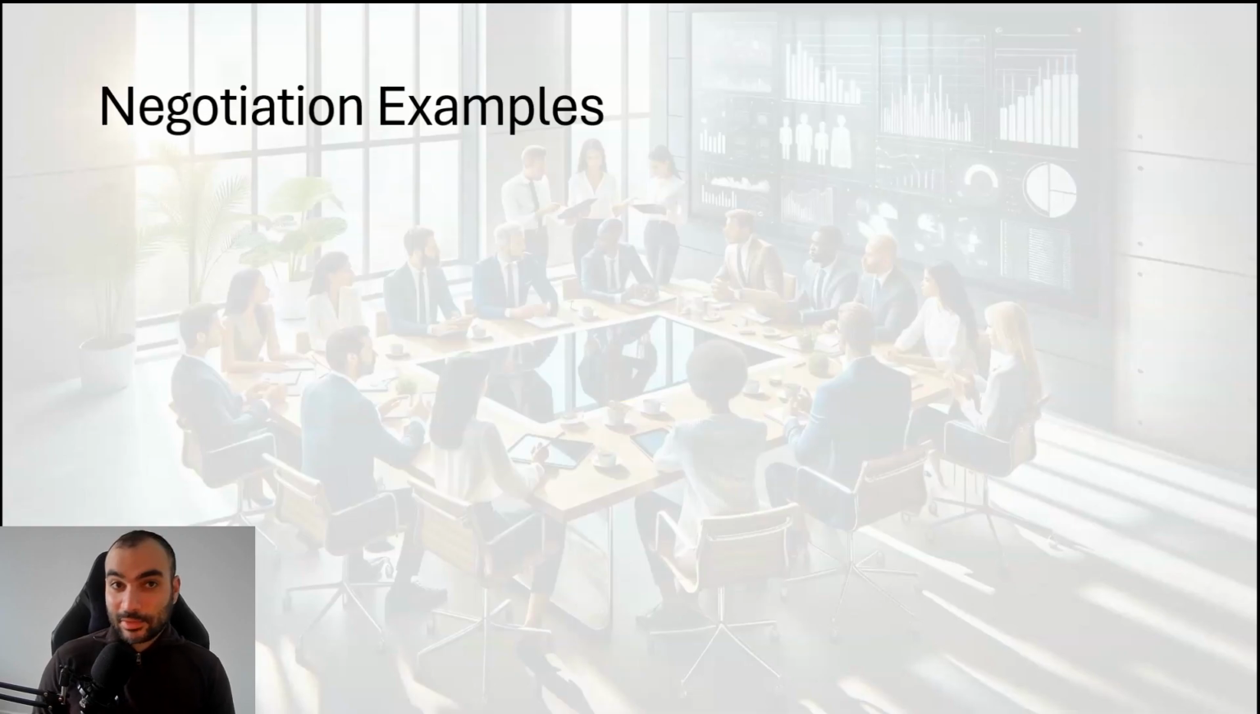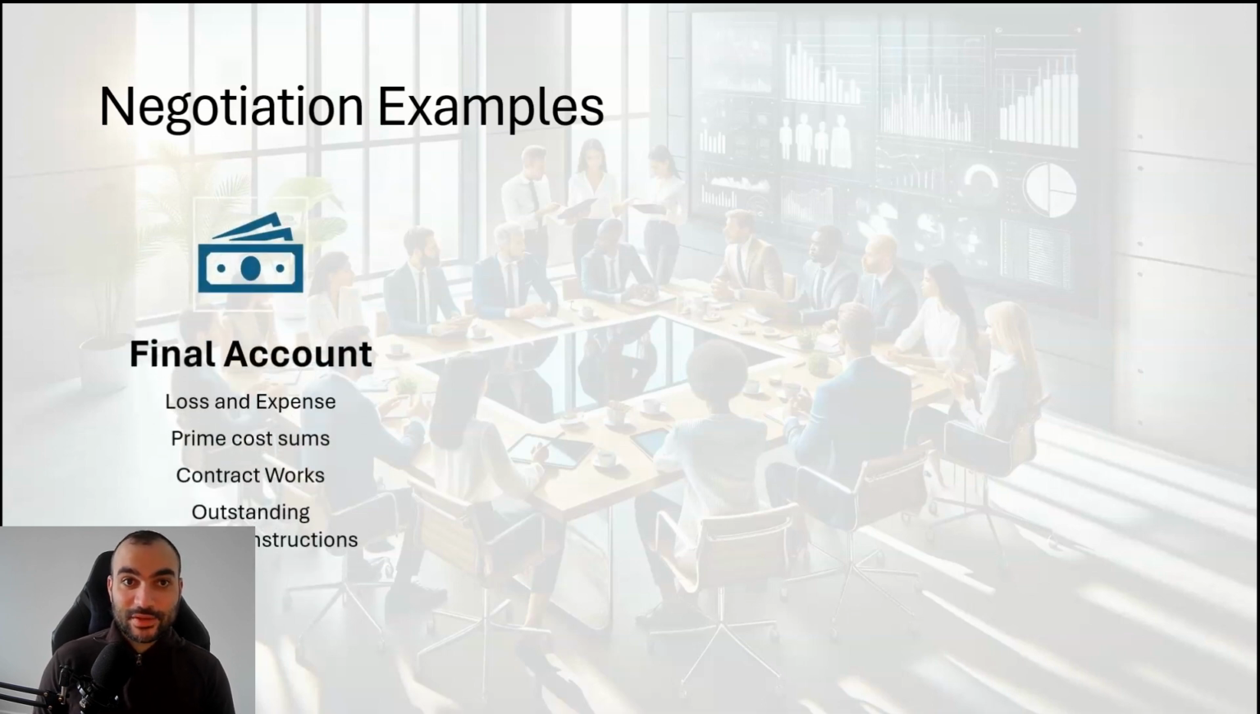Negotiation takes a lot of forms and shapes, and we as construction professionals use negotiation on a daily basis. Starting with the final account, where construction professionals try to agree on the final amount of loss and expense, prime cost sums, the final price of the contractual works, and if there are any outstanding instructions to be provided by the contract administrator or the employer's agent.